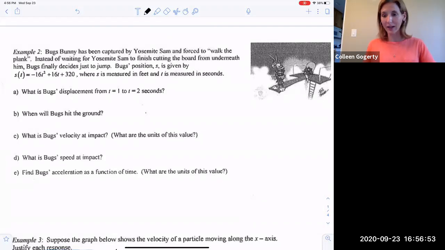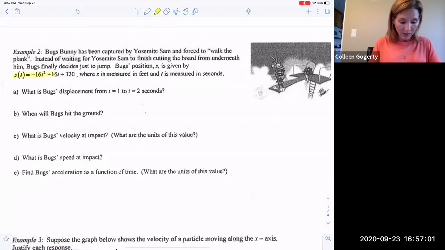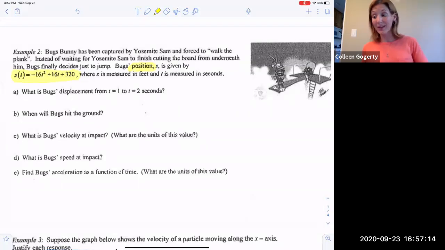It's Bugs Bunny, what could happen? He always bounces back. So if we look at this, Bugs Bunny's position is given by the equation negative 16t squared plus 16t plus 320. Now, the important thing there is that this is a position function. It's really important for us to understand that we have not been given velocity, we've been given position, okay?